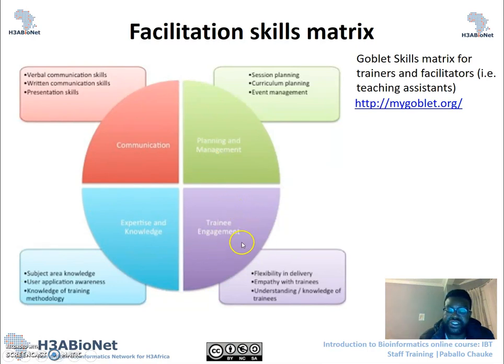But for you as a teaching assistant for IBT 2018, I think for me, the 2 or rather 3 most important ones are these ones. Although all 4 are important, I think training engagement is important. So you need to be flexible in delivering your assistance. Empathy with trainees. You need to be empathetic. That means putting yourself in someone else's shoes, remembering that you were once a participant, you were once a student, you were once on the other side. Understanding the knowledge of trainees, so knowing where they stand as participants, instead of just assuming that they're on a certain level, just ask them.